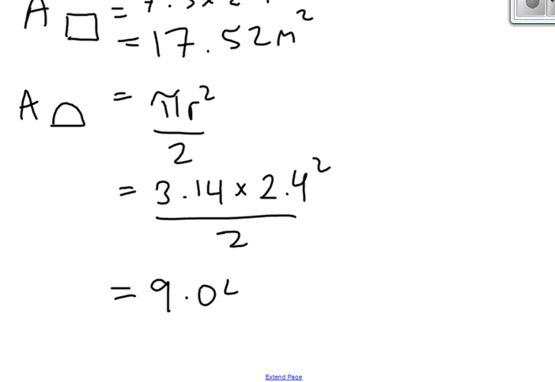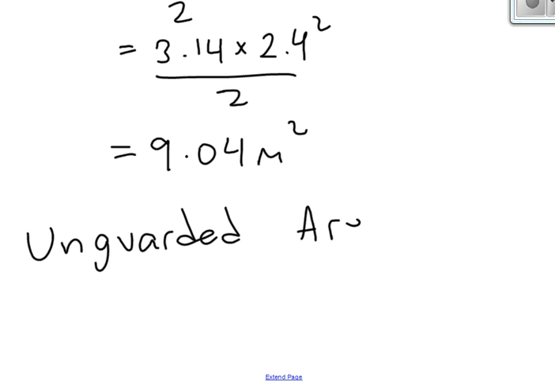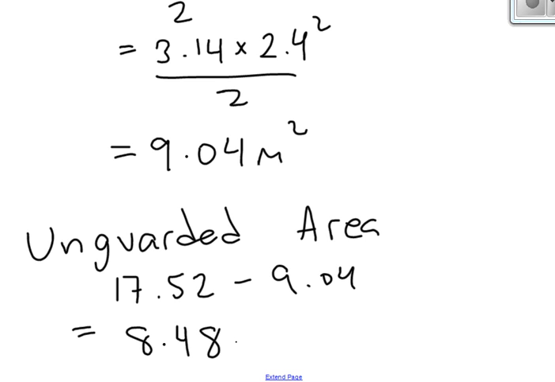So the area of the semicircle that she can guard is 9.04 square meters, and therefore the unguarded area is the difference between them, which was 17.52 minus 9.04, which, doing math in my head, is 8.48, I hope that's right, meters squared. Okay, so hopefully you understand the concept of subtracting to find an interestingly shaped area, and that's part of working with composite figures. Okay, so that was question 4.